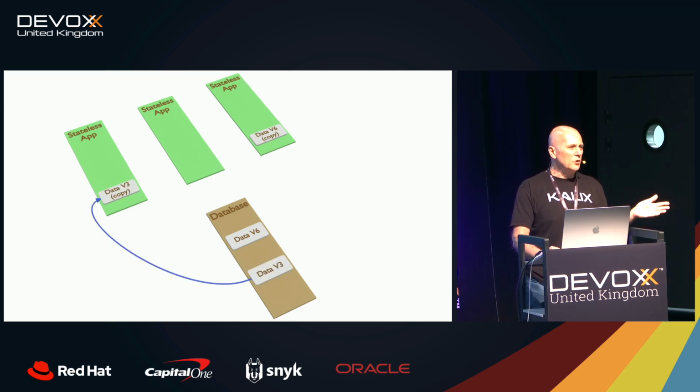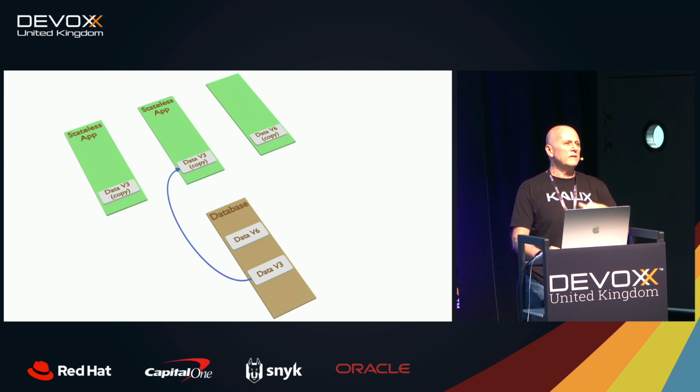Then say another request comes in for some other piece of data in one of the other stateless instances, so it retrieves that data. But then another request comes in that retrieves that same piece of data. I'm just calling it data v3. So there are two pieces of data here, but these two apps both have a copy of that same data.